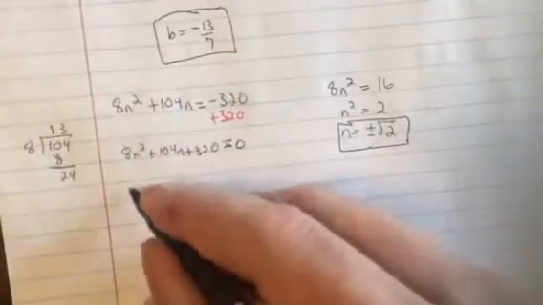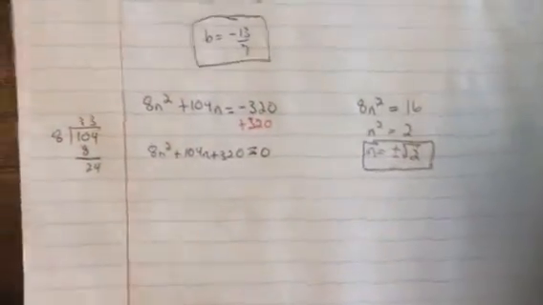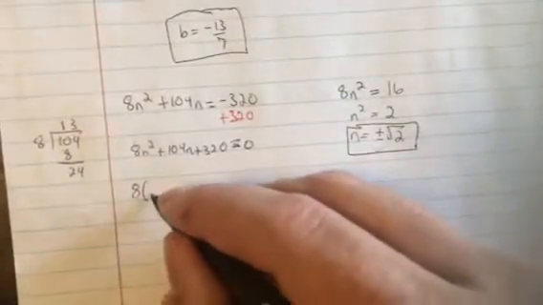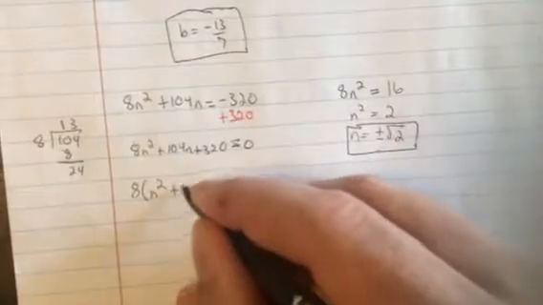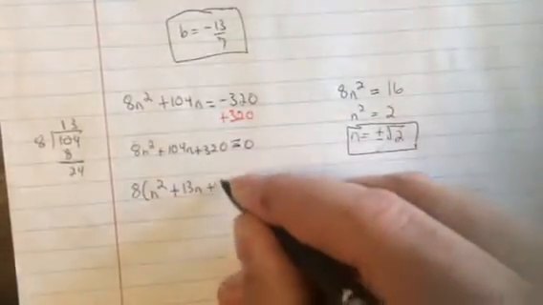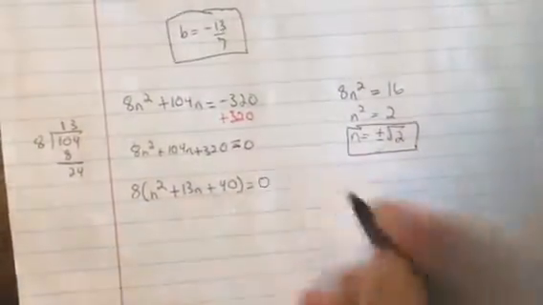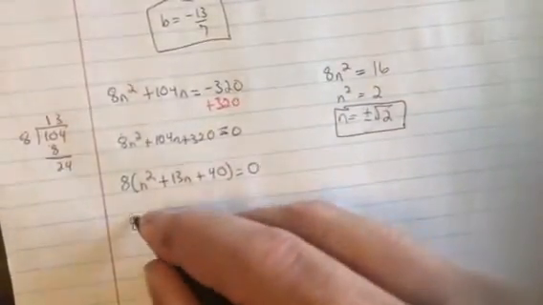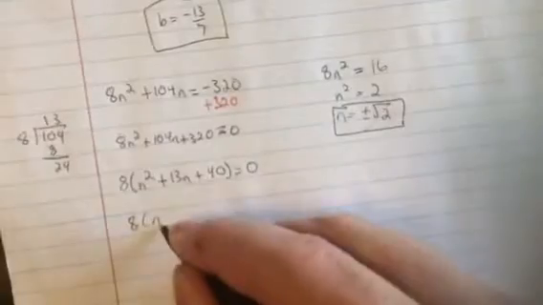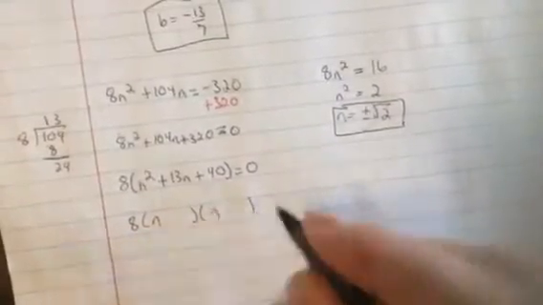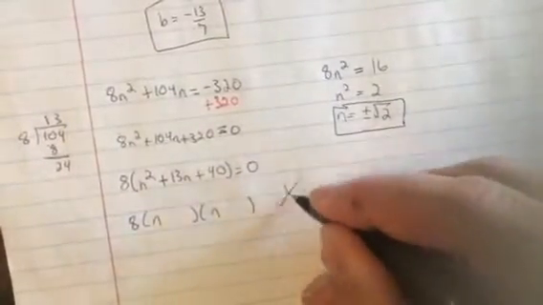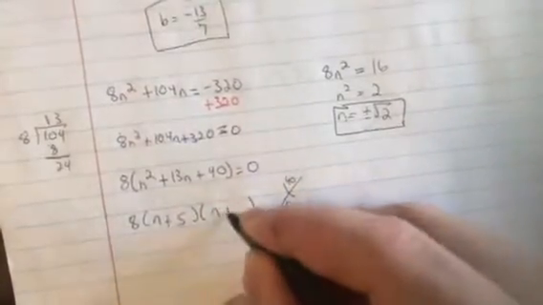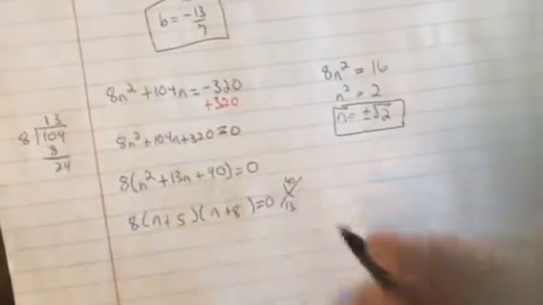So, because 8 goes into all of these, we know from factoring that we always want to factor out the common factor. So it's 8 times n squared, 8 times 13n, 8 times 40. And if you're not 100% sure what's going on here, you should go rewatch the factoring mastery video. This is a trinomial. It can be factored into n and n, and we need two numbers that multiply to make 40 and add to be 13. That's 5 and 8. It's still equal to 0.